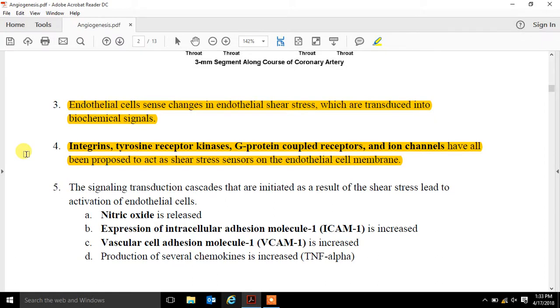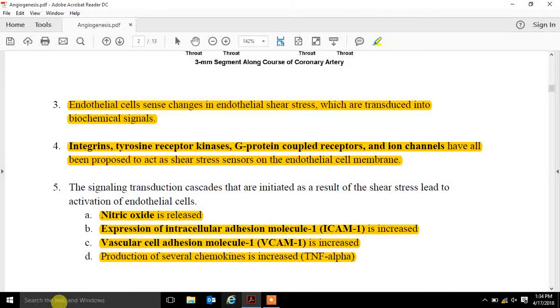What we do know is what happens in the cell. We know that nitric oxide is released, and this is a response that's important during exercise. We get this increase in blood velocity, we get increased nitric oxide, and it causes that vessel to acutely dilate. If we keep that shear stress up, we not only get some nitric oxide, but we start seeing the expression of intercellular adhesion molecule 1, ICAM1, vascular cell adhesion molecule 1, VCAM1, and chemokines like tumor necrosis factor alpha, TNF alpha.